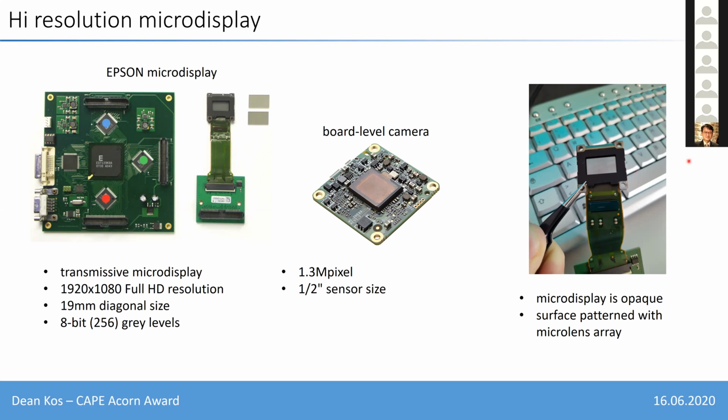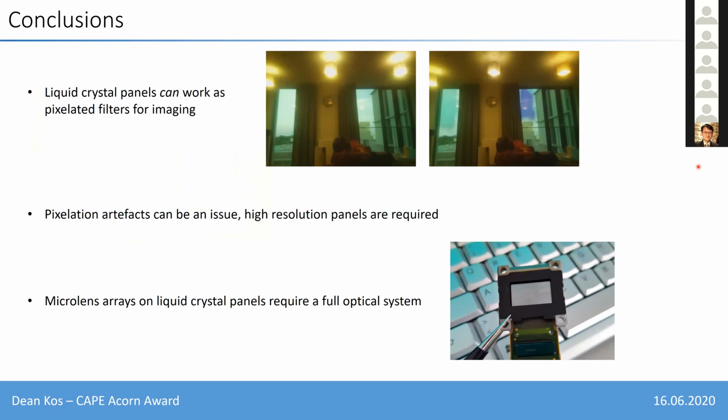I haven't really been able to obtain any good quality images with this method, although I would expect that this would improve the pixelation artifacts that I was talking about before. So to sum up, I think that I've realized the initial aim of the whole project, which is to prove that liquid crystals can work as pixelated filters for imaging, and they can improve certain parts of the image acquisition process. We have to be aware of pixelation artifacts, and if we want to go for commercial panels that we can buy and use, then there's quite a big restriction of what we can currently go out there and buy.